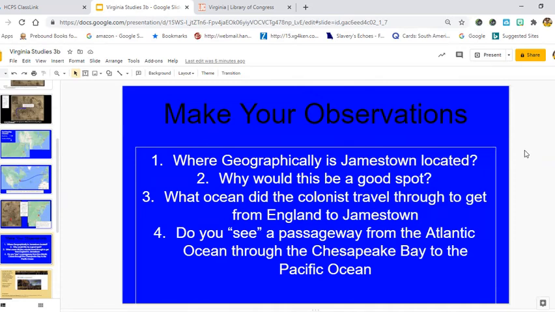Okay. What ocean did the colonists travel through to get from England to Jamestown? Number four, do you see a passageway from the Atlantic Ocean through the Chesapeake Bay, right? That's the body of water after the Atlantic Ocean, the Chesapeake Bay. Do you see a passageway from the Atlantic through the Chesapeake, through the James River, to the Pacific Ocean? So you're becoming historians right now.